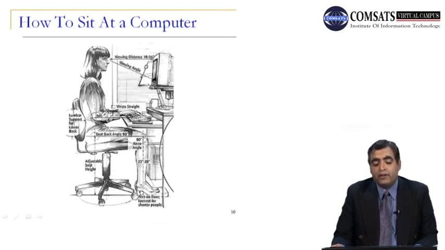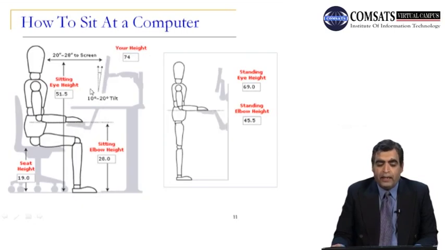Remember, your office chair should be adjustable. Its height can be adjusted. Again, let's suppose your height is 74 inches, then your head should be about 20 to 28 inches away from the screen. Your sitting eye height should be about 51.5 inches. Give a tilt of 10 to 20 degrees. Your sitting elbow height should be 28 inches and the seat height is 19.